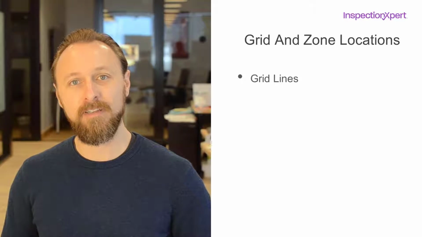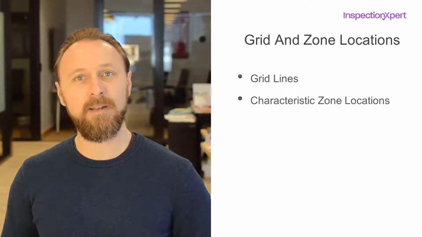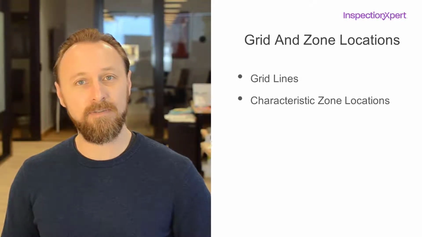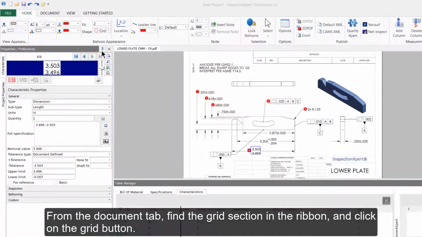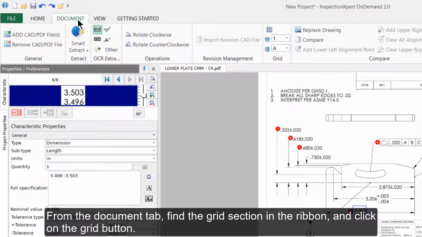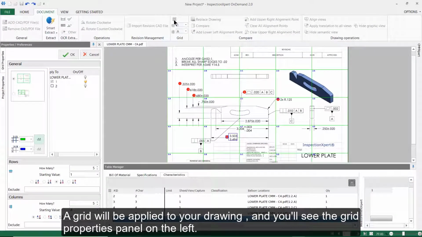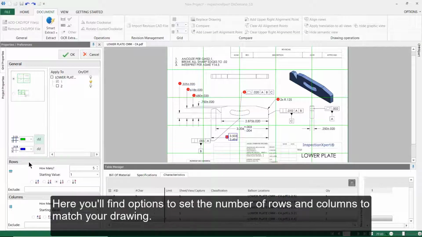In this video, we're going to look at how to add grid lines to your drawing so that InspectionXpert can apply zone locations of your characteristics in your inspection report. From the Document tab, find the Grid section in the ribbon and click on the Grid button. A grid will be applied to your drawing, and you'll see the Grid Properties panel on the left.